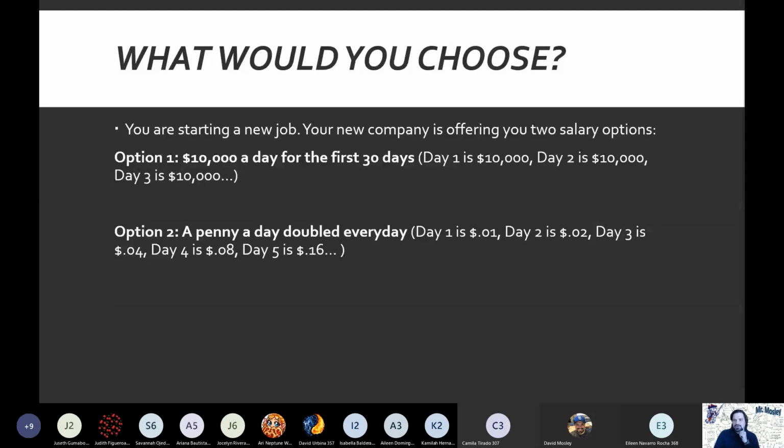All right, someone who chose option 2 or option 1, give me a reason why. Let's start with option 1. Someone who thinks option 1 is better, tell me why. You can type it in the chat or you can unmute your mic.